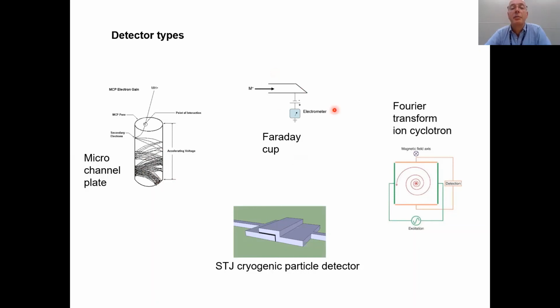This is a simpler detector. This is a Faraday cup. We have a charged species hitting the cup and generating a small signal. Fourier transform ion cyclotron we've already looked at. You see how that works. Just for completeness, I've added this type of detector. This is a single particle detector, a superconducting tunneling junction detector. This is basically for research only. This is not commercially available.